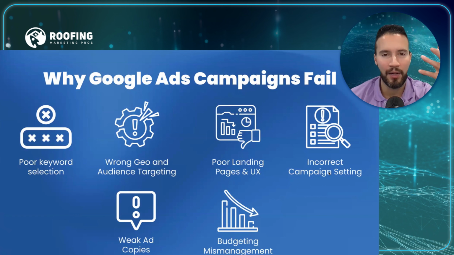In terms of weak ad copies, there are really no excuses for this, because now you have ChatGPT. You can create really compelling ad copy by using ChatGPT. Just ask ChatGPT to create some very compelling benefit-driven copy, and you can use that to create really good ads that get people to click on the ad.